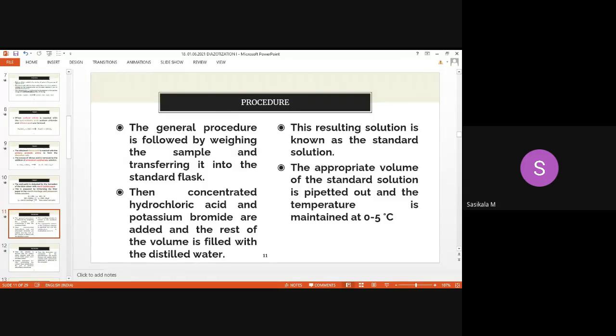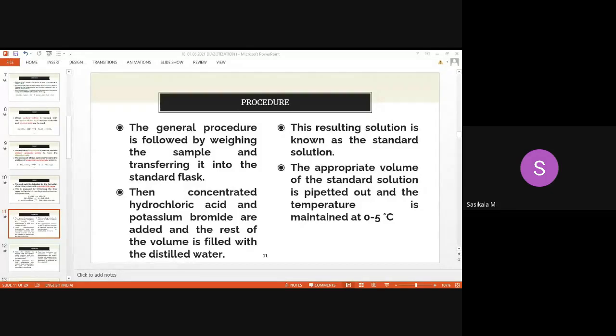So just type the reagents in the chat box. What are all the reagents we need to use for the diazotization method? Primary aromatic amine, sodium nitrite, concentrated hydrochloric acid, starch iodide paper, then temperature maintenance between 0 and 5 degrees Celsius. What will be the endpoint? Blue color, the appearance of blue color.